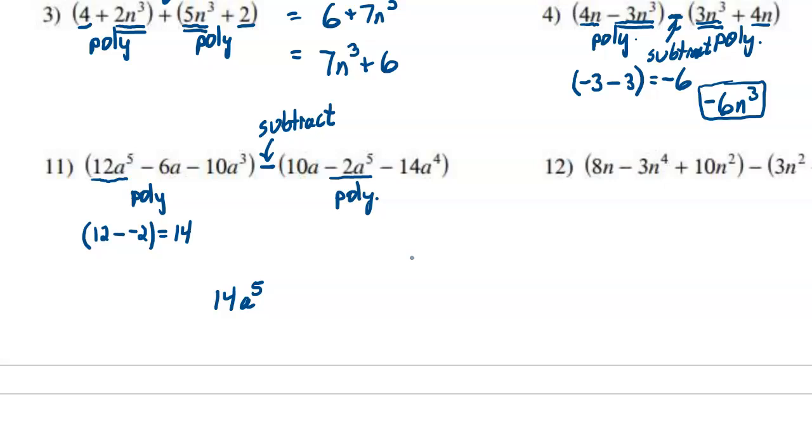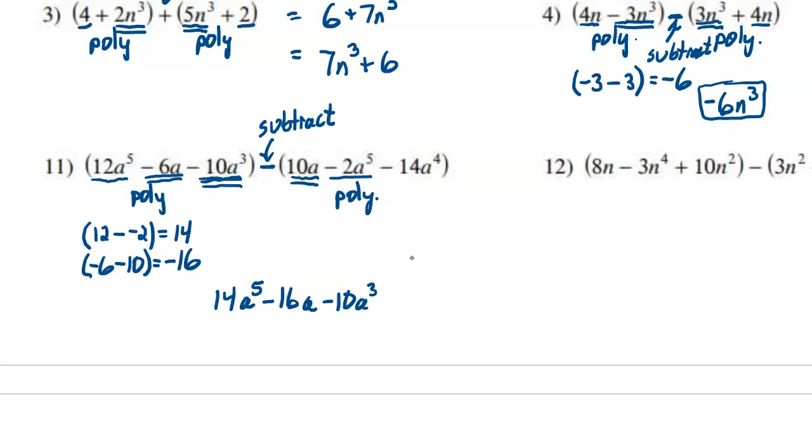Now the next term is negative 6a. In the other parentheses, there's a 10a. Those are like terms. So negative 6, subtract a 10. That's negative 16. And so negative 16a. Right here, there is a term with a cubed. And in the other parentheses, there is no term with a cubed. So there's nothing to combine with this. This is negative 10a cubed.